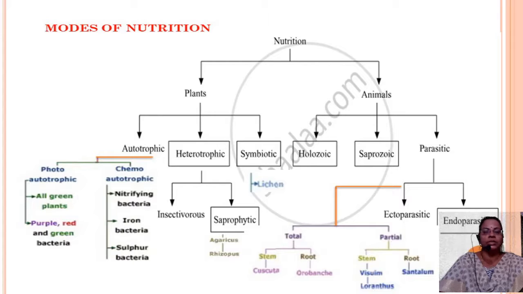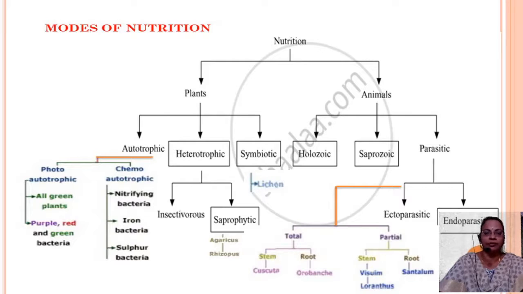And another group is chemoautotrophs. That means they can utilize the chemicals. There are different types: nitrogen fixing bacteria, where they are utilizing nitrogen; iron bacteria, they are utilizing the iron; then sulfur bacteria, sulfur they are using. So if chemicals are the source of energy, then they are coming under the category of chemoautotrophs.